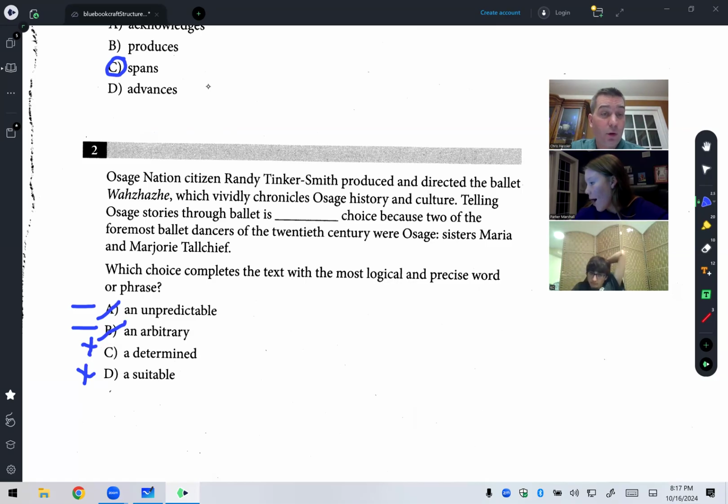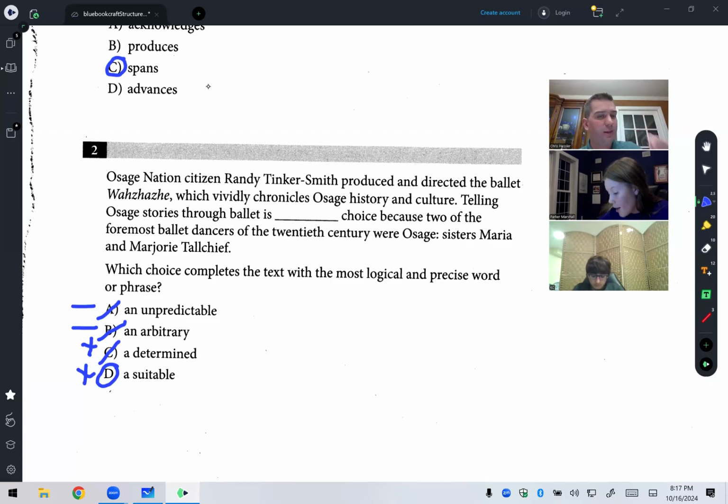What about determined or suitable? I'm going to read determined first. Let's see if it fits. Telling Osage stories through ballet is a determined choice because two of the foremost ballet dancers of the 20th century were Osage. It almost makes sense, but there's a better choice, which would be D, the correct answer. Let me read suitable in there. It fits like a glove, just like a little Tetris piece. It's going to go right in that blank. Telling Osage stories through ballet is a suitable choice because two of the foremost ballet dancers of the 20th century were Osage. It makes more sense than determined.